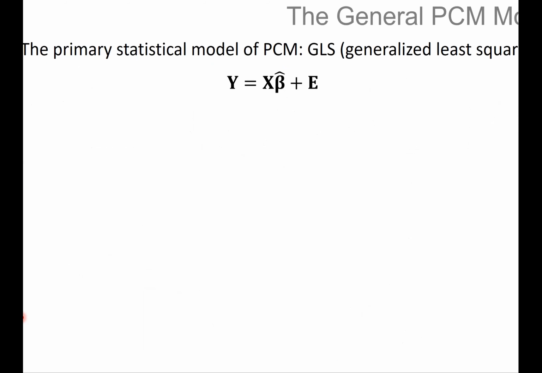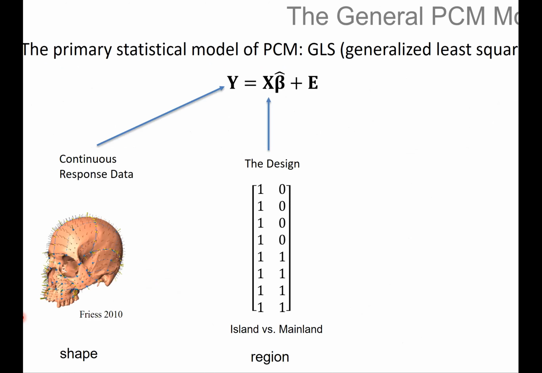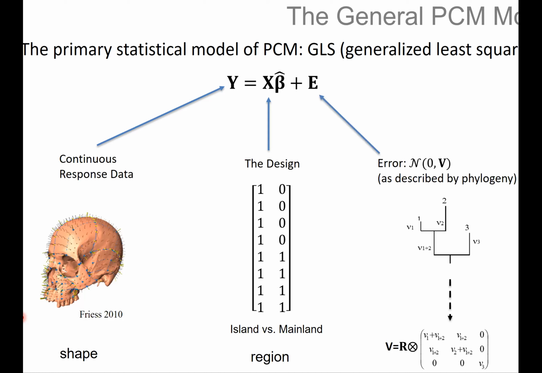The way that works, we've got our response data, our multivariate phenotypes, call that the matrix Y. And we're going to explain that by some biological hypothesis, which is X, our design matrix. Perhaps we wish to compare island versus mainland species. Normally you would do that in an Anova framework, but we know that the observations are not independent, which gets worked into the error.